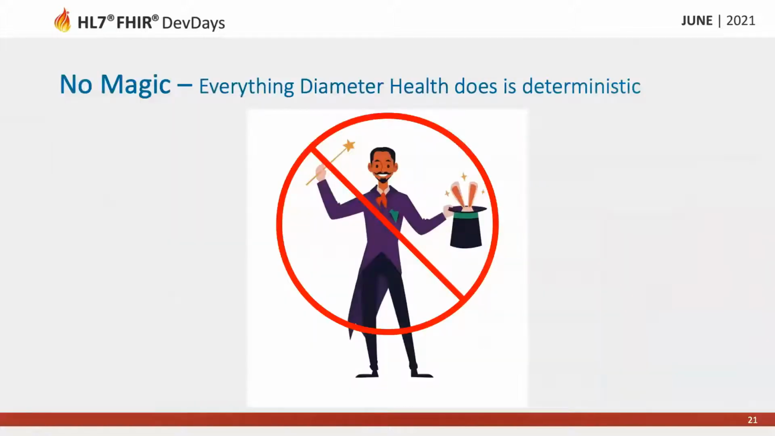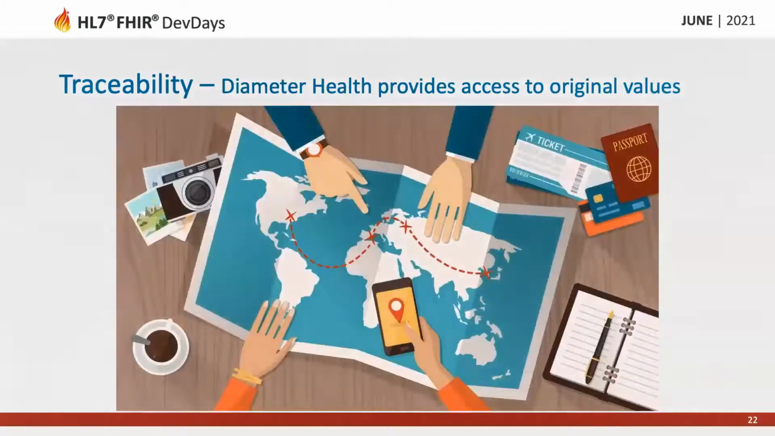First, everything Diameter Health does is 100% deterministic. There is no magic. We don't use neural nets or anything like that. We can clearly document how we got from point A to point B. Second, we have always been committed to provide a way for users to review the original code or value.